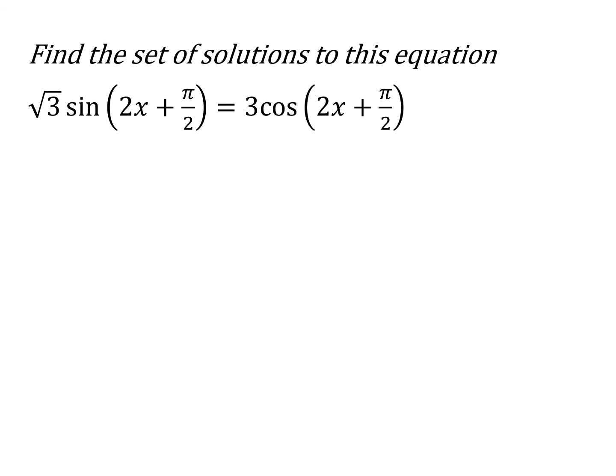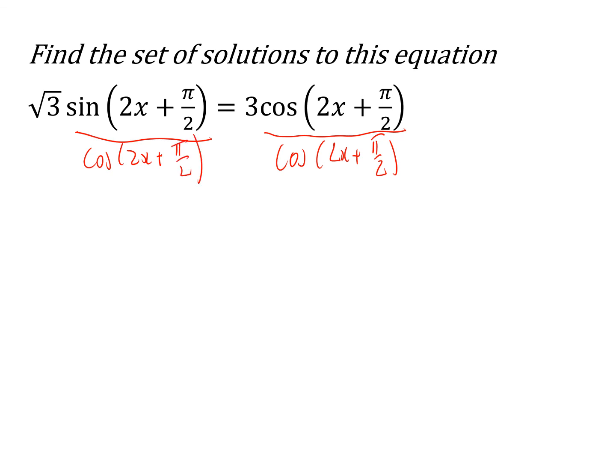Okay, I'm going to proceed with the solution. So I notice it's some multiple of sine is equal to some multiple of cos, and it is the same argument. So what I'm going to do is divide both sides by cos of that argument, 2x plus pi on 2, divided by cos 2x plus pi on 2. And lo and behold, the coses will cancel on the right hand side, and I've reduced the left hand side to tan. So it becomes root 3 tan 2x plus pi on 2.